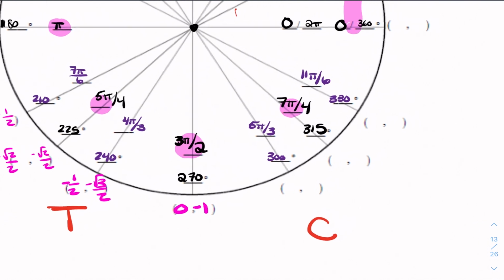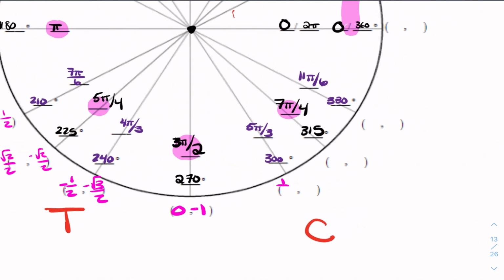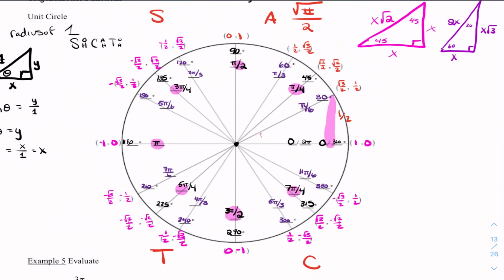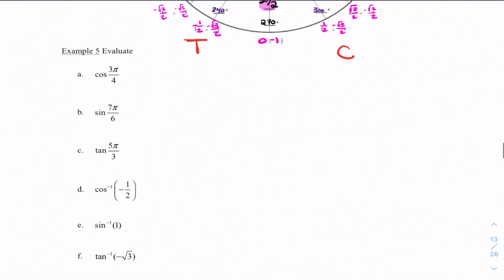Fourth quadrant, the x values are positive, the y values are negative. So 1/2 comma negative root 3 over 2, then root 2 over 2, negative root 2 over 2, then negative root 3 over 2, 1/2, and finally we are back to 1, 0. I have a thing up on Schoology that will help you guys memorize all of these values, and it's key. So when we are asked to evaluate certain values, all we have to do is be able to identify where we are located on the unit circle.